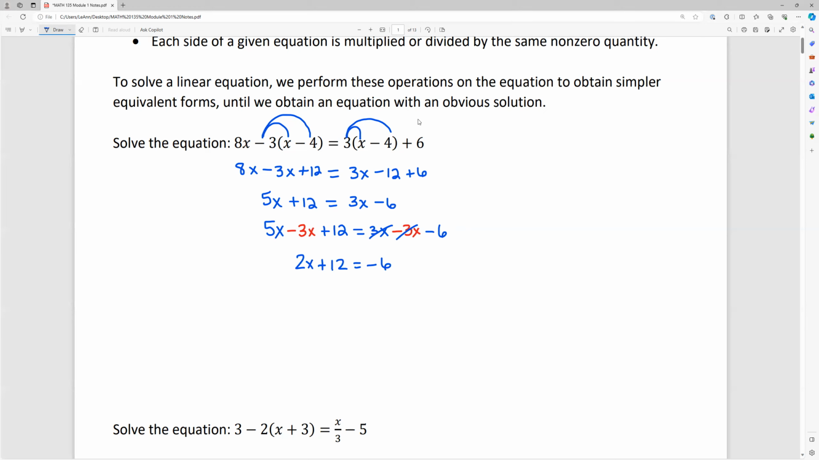Similarly, we're going to need to move the 12 away from the 2x because we're trying to isolate for x and solve for that variable. So I'm going to subtract 12 from both sides, and you'll see me doing that here.